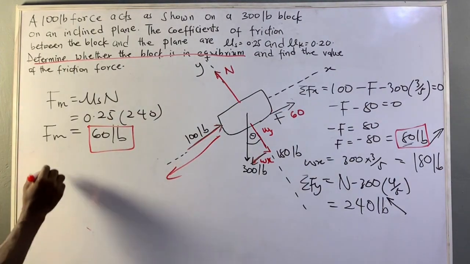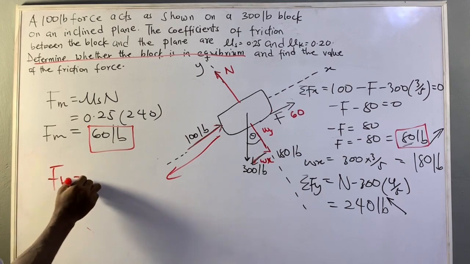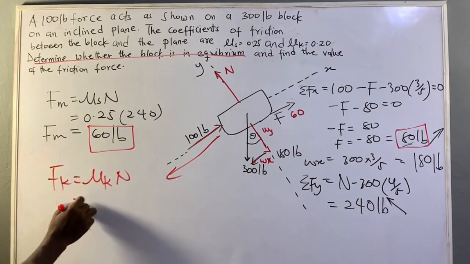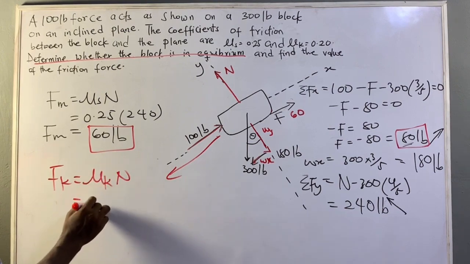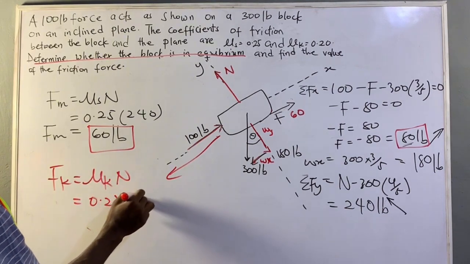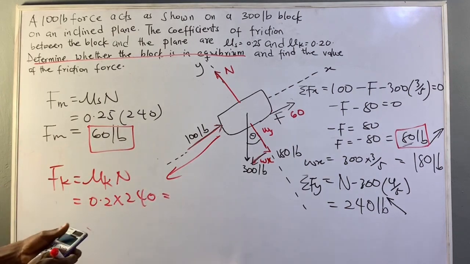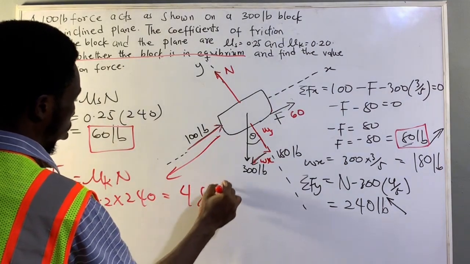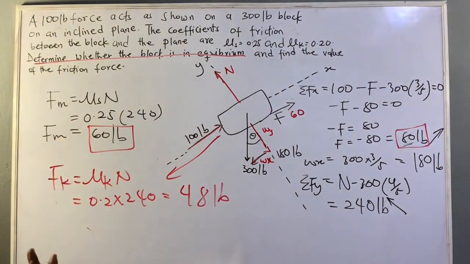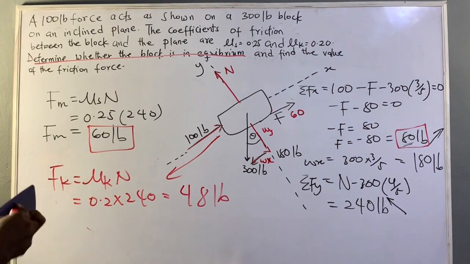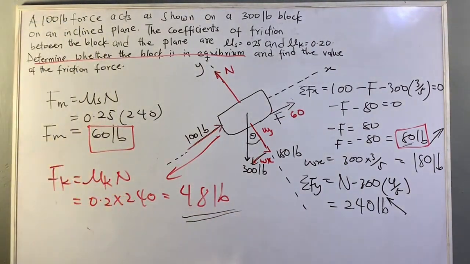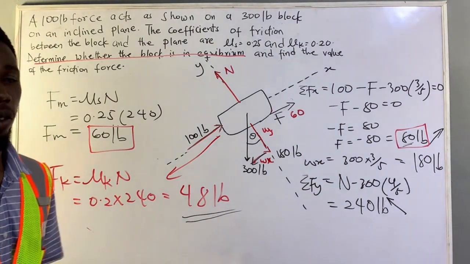So you are going to have that friction equal to the coefficient of kinetic friction times the normal force, right? And this value was given to us as 0.2. So 0.2 times the normal force, 240. So that's 0.2 times 240. This will give us a value of 48 pounds. So that means that now that the block is sliding, the friction force that is going to be present will be this 48 pounds that we have here. Okay, so that's how to go about this kind of question.